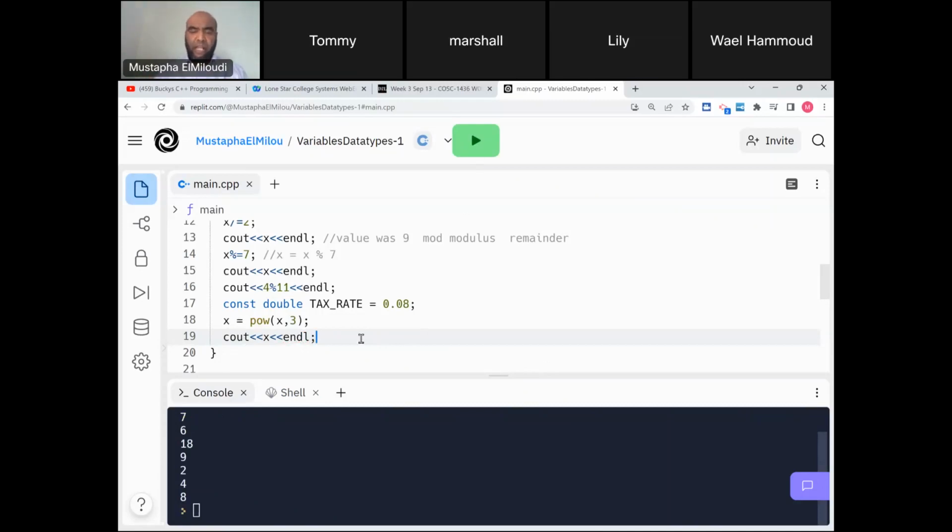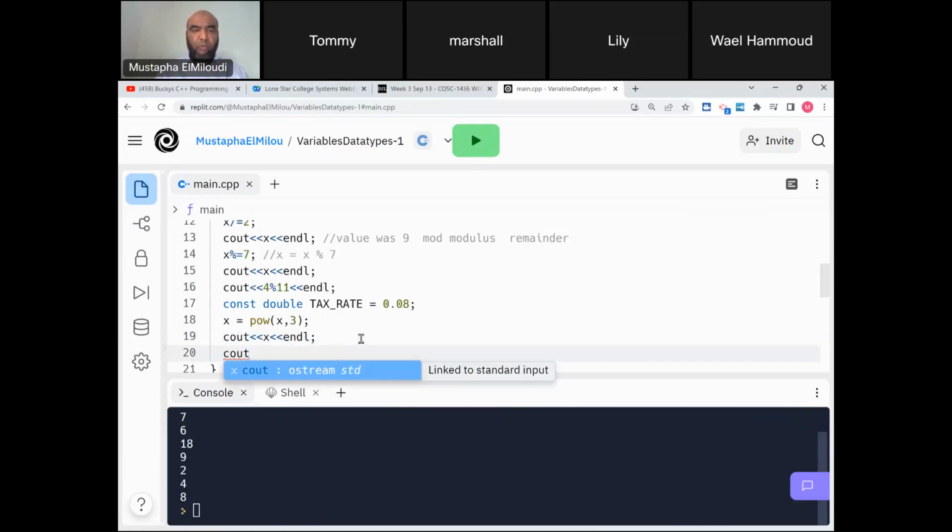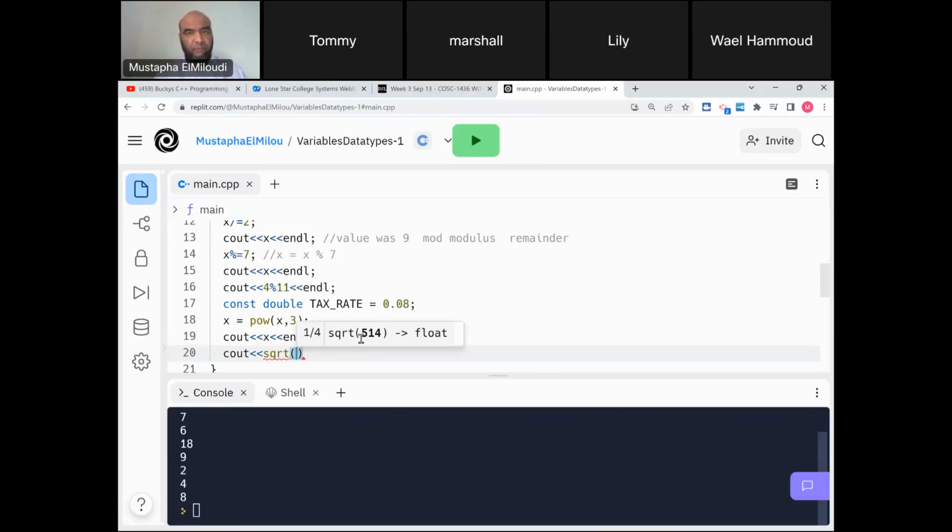We have another one which is very frequently used, which is sqrt. You can tell that we are talking about what? Square root. Square root. Very good. If I put 36, what is the square root of 36? 6. 6, right? That's exactly what you're going to get.